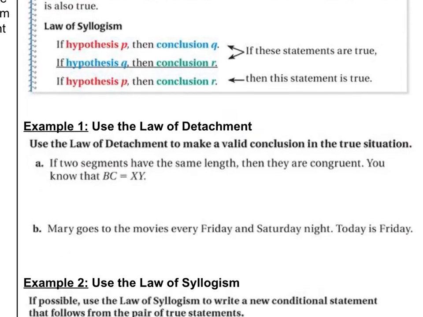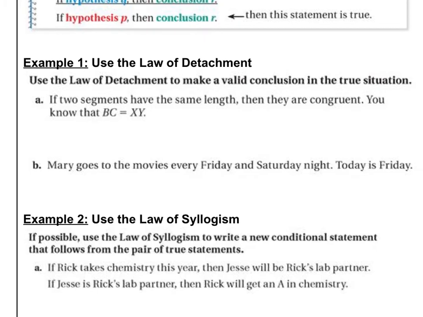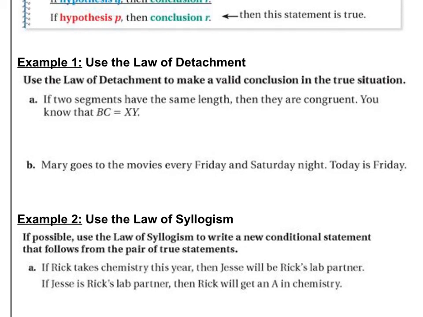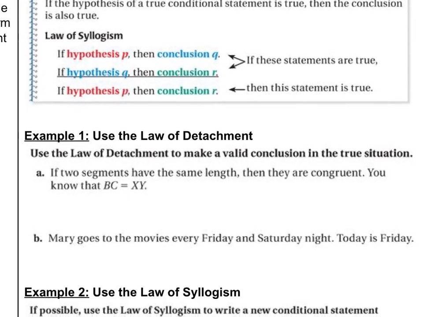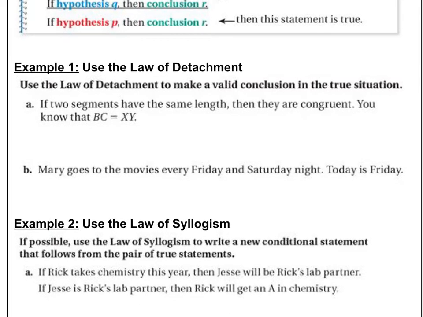So basically, let's take a look at example number 1. We're going to use the law of detachment here, which again, basically just states that if the hypothesis is true, then the conclusion must also be true. For letter A, it simply states if two segments have the same length, then they are congruent. So here is our hypothesis. We know that segment BC is equal to segment XY, so that means they have the same length. So what we can draw from that is that BC is also congruent to XY. Okay.